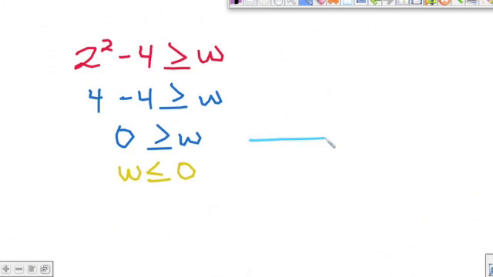Same thing. So make my number line, and I'm going to make a 0 here, and I'm going to just go ahead and make a -3 here. This is a closed circle because it's an equal to, and I'm going to draw my line showing that w has to be smaller or equal to 0.